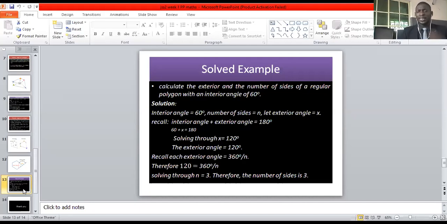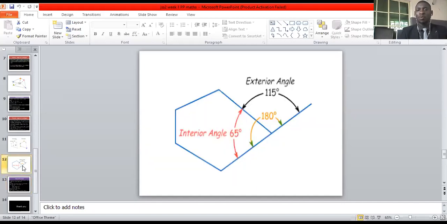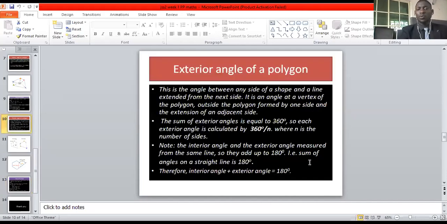If you are given an interior angle, and you have to find the exterior angle, you should know from this formula given here that the sum of interior angle and the exterior angle equals to what? 180. Look at the note here. Therefore, interior angle plus exterior angle equals to 180. So make it simple.